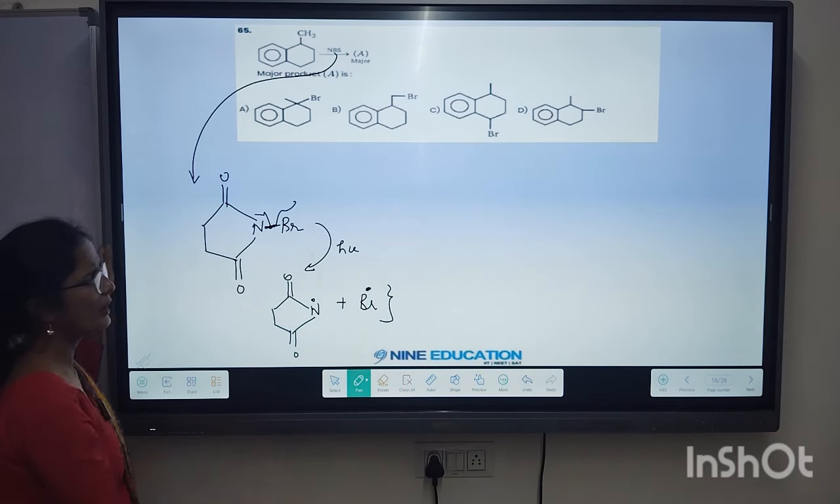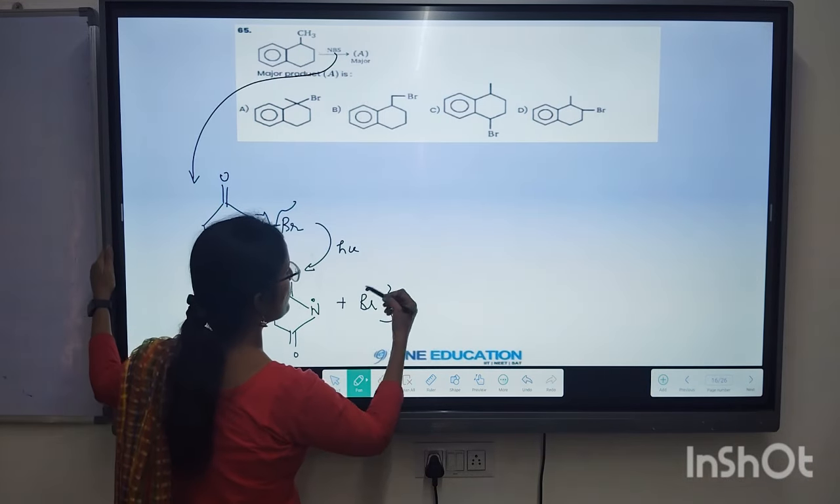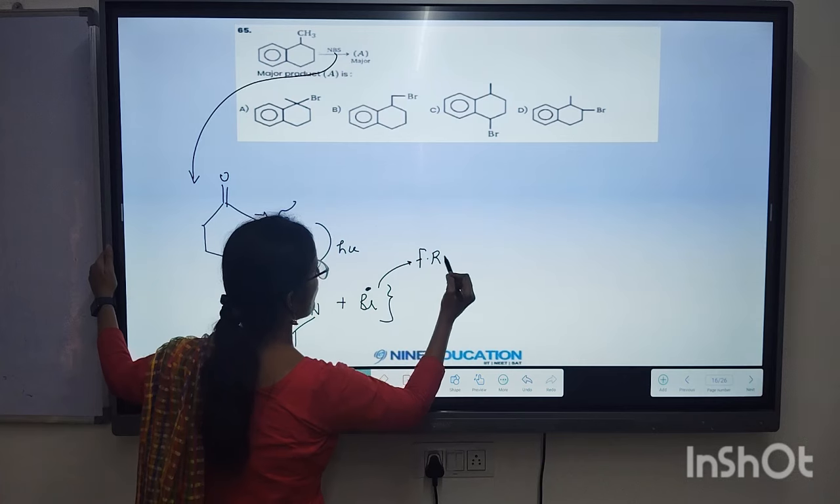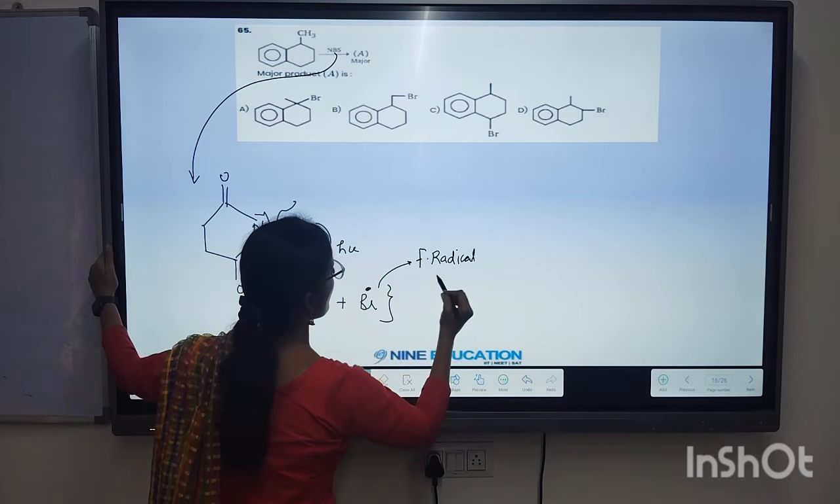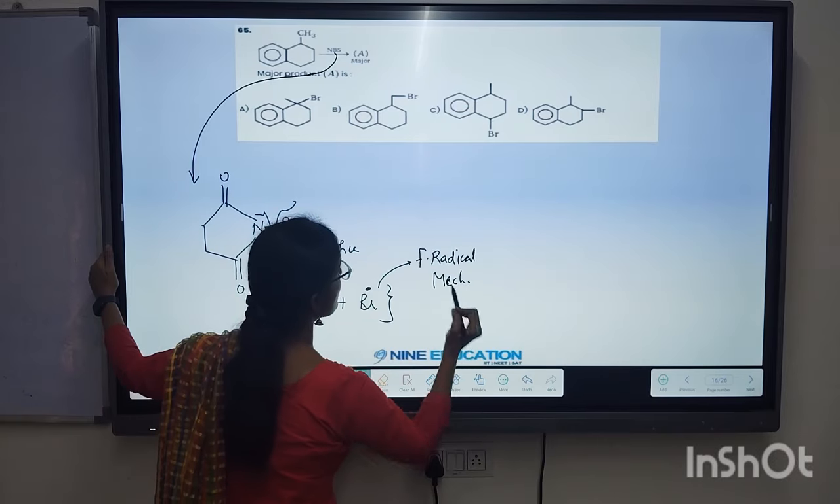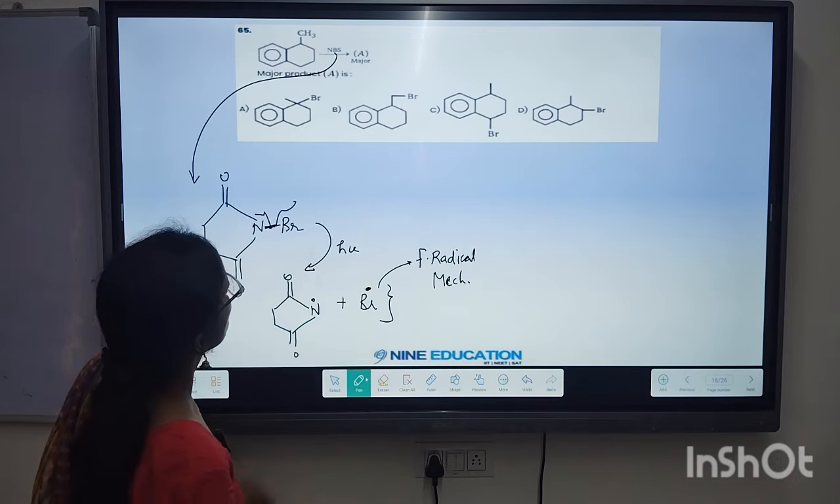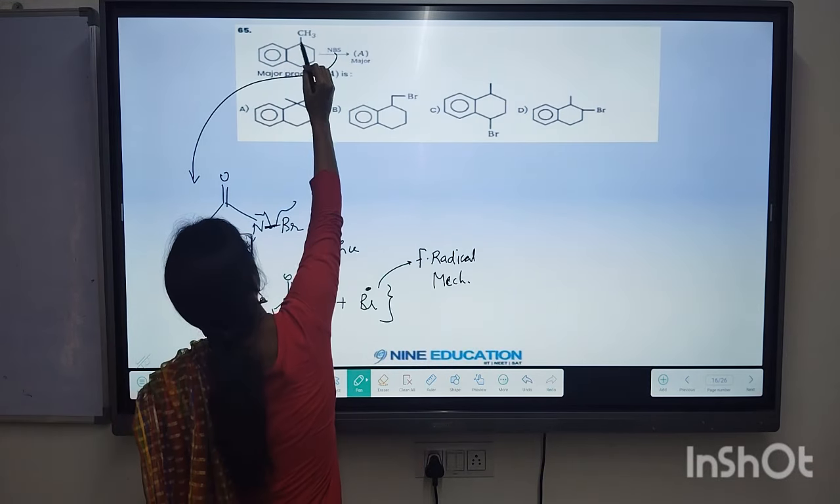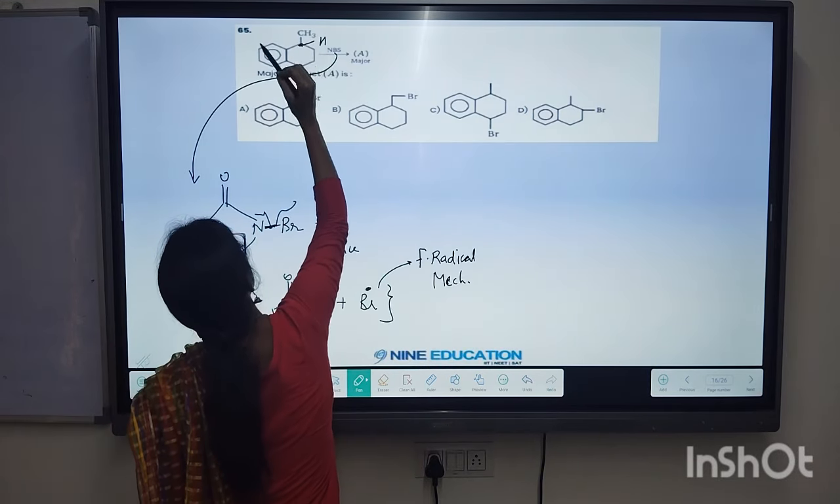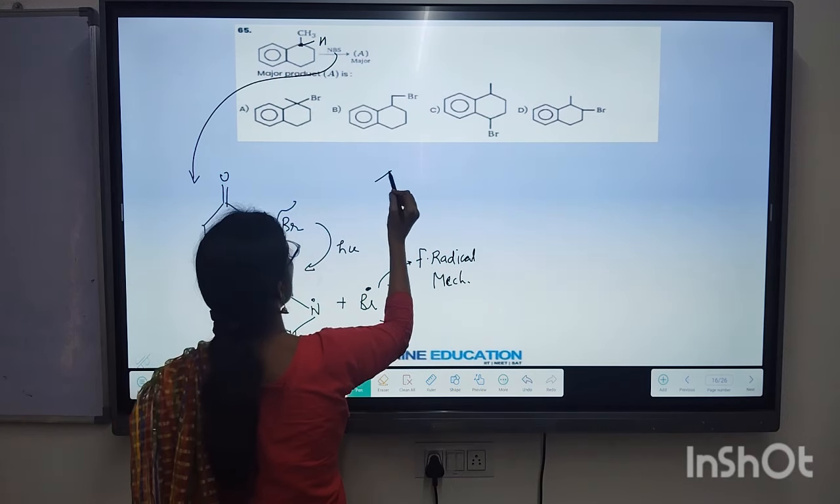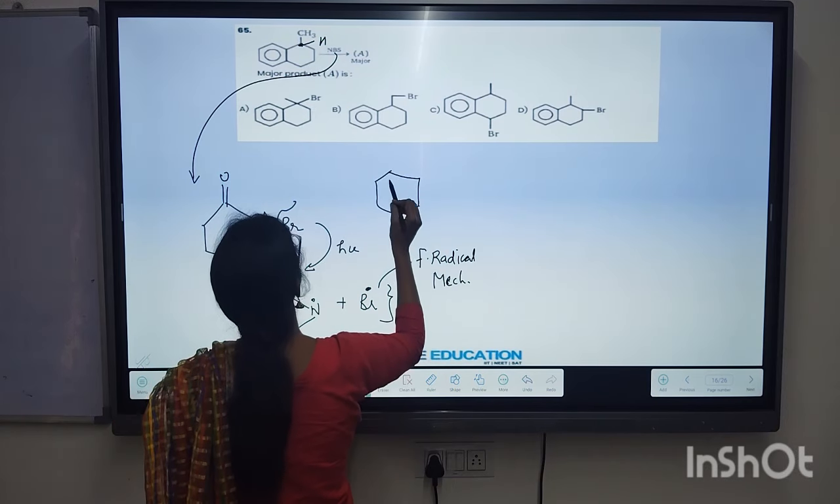Although there is a big mechanism, the overall idea is that the Br radical takes a free radical mechanism. Now you need to understand which hydrogen in this reactant can be easily replaced by bromine. It will be the one which, when removed, makes a more stable radical. If you look at this reactant, we have this hydrogen connected to this carbon. When this hydrogen is removed, you will see what kind of radical we get.